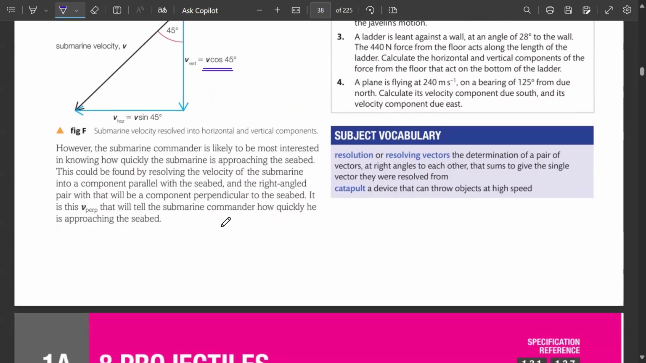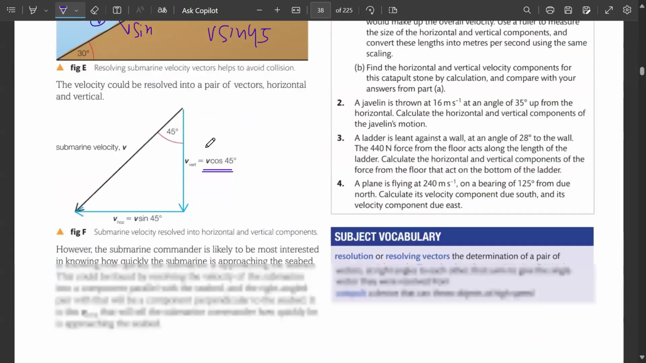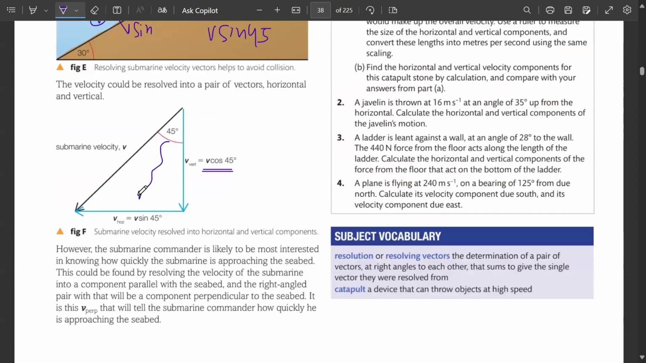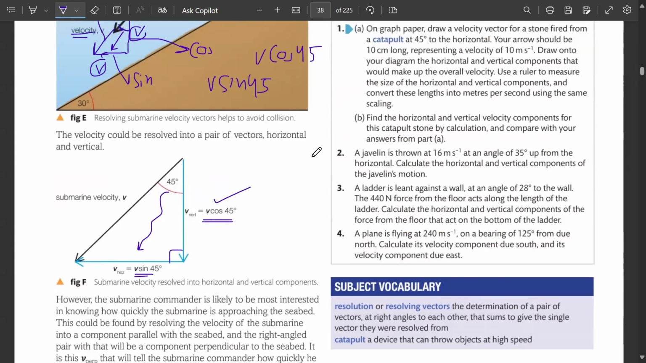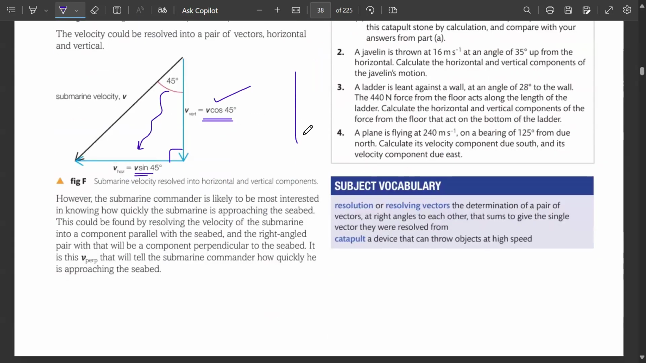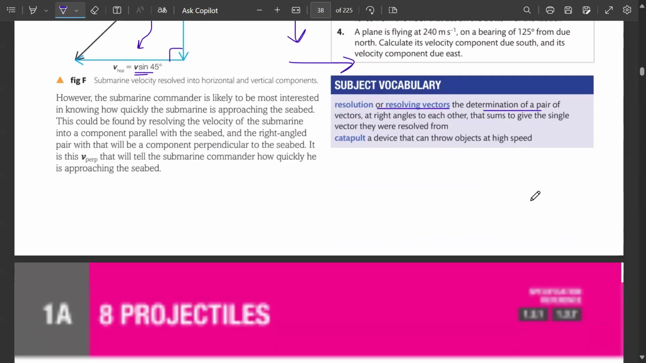ओके, ये भी क्लियर है. सो जस्ट रिमेंबर, जो हमेशा आपके पास एंगल के सामने, दैट इज गोइंग टू बी साइन, एंड दी वन विच इज बिटवीन द एंगल एंड दी एंगल, वो आपके पास कॉज हो जाएगा. ठीक है, डोंट एवर थिंक कि सर ने कहा था कि वर्टिकल हमेशा साइन होता है, दैट इज नॉट ट्रू. ठीक है. So resolution or resolving vectors is the determination of a pair of vectors at right angles to each other that sums to give the single vector that they were actually resolved from.